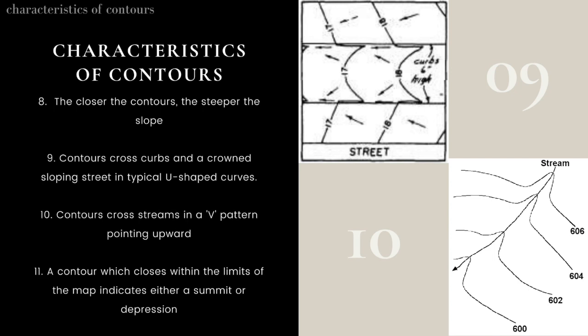Number 11, a contour which closes within the limits of a map indicates either a summit or a depression. That is all for contours. Thank you.